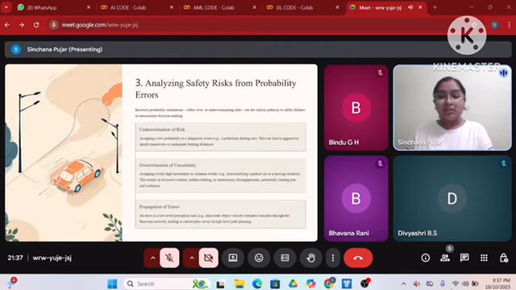Coming to analyzing safety risks from probability errors: incorrect probability estimations, either over- or underestimating risk, are a critical pathway to safety failures in autonomous decision making. These include underestimation of risk, overestimation of uncertainty, and propagation of errors. Underestimation of risk means assigning a low probability to a dangerous event, for example a pedestrian darting out. This can lead to aggressive, unsafe maneuvers or inadequate braking distances.